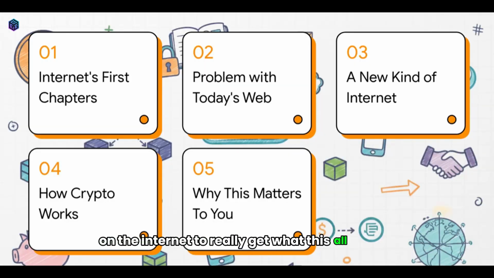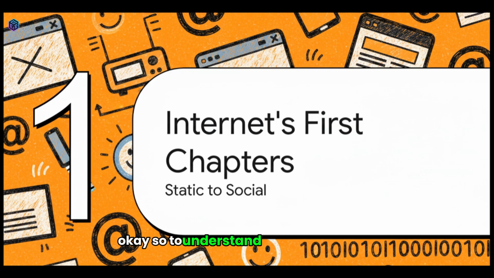To really get what this all means, we need to take a quick journey together. First, we'll look at the internet's early days, then we'll uncover a huge problem with the web we use every single day. We'll see how that led to a totally new vision for the internet, and then we'll get to the good stuff, a super simple, no jargon explanation of how crypto actually works, and most importantly, why you should even care. Okay, so to understand where we're going, we've got to understand where we've been.